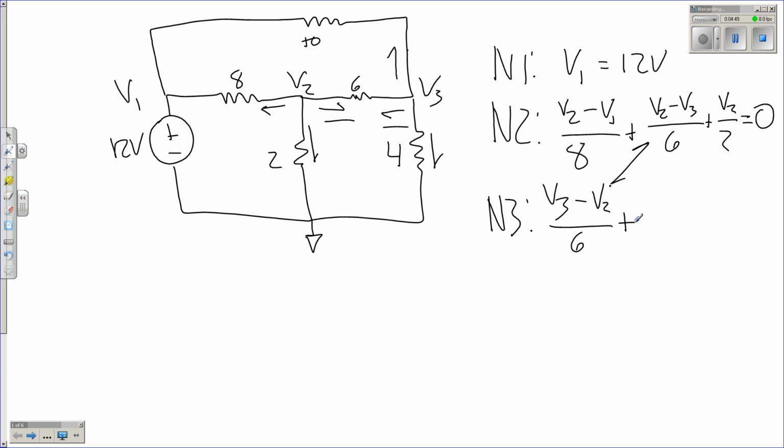Then I go to my next current, V3 minus V1, all the way back over our circuit, over that 10 ohm resistor at the top. And then last, V3 over 4. And of course, do not forget that it equals 0. And that is how we do node voltage. We've taken each of these nodes, we put it in terms of voltage and resistance, and used Kirchhoff's current law then to make our system work.